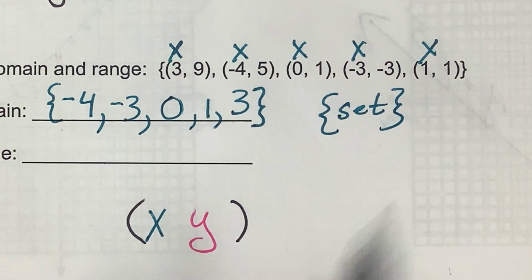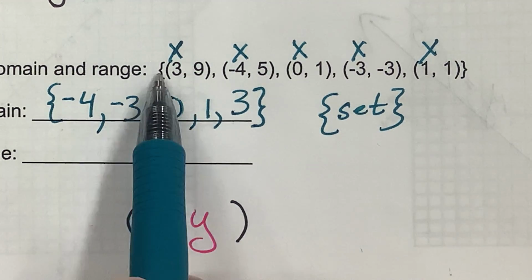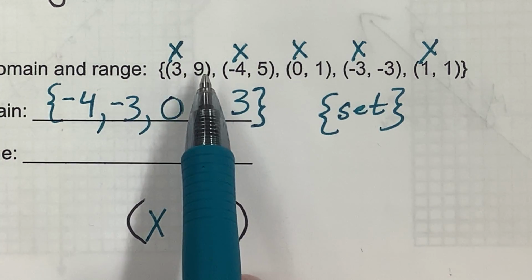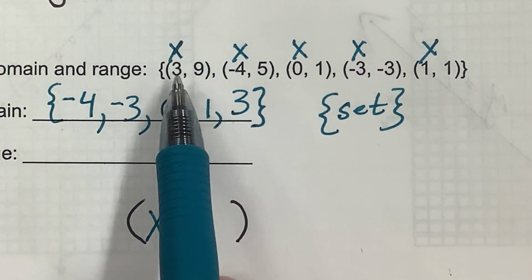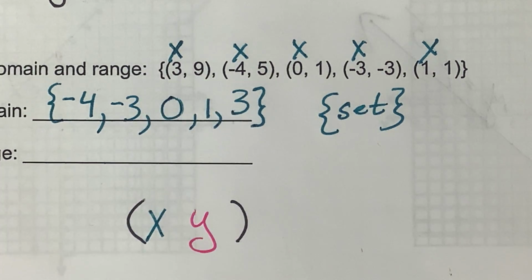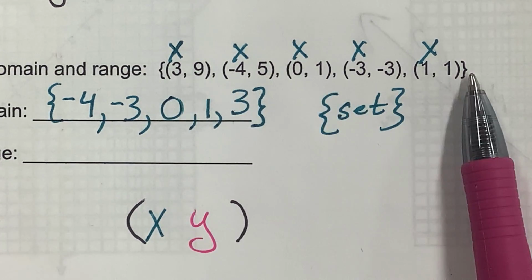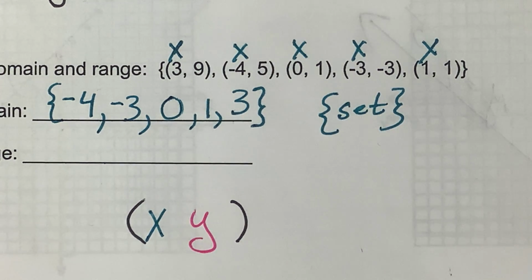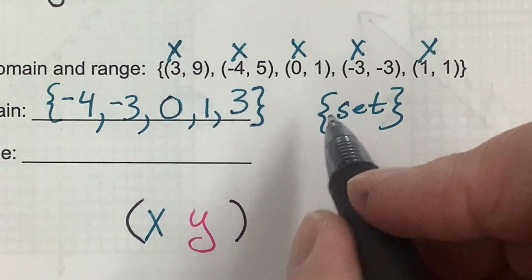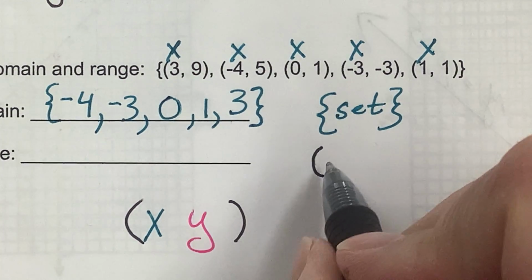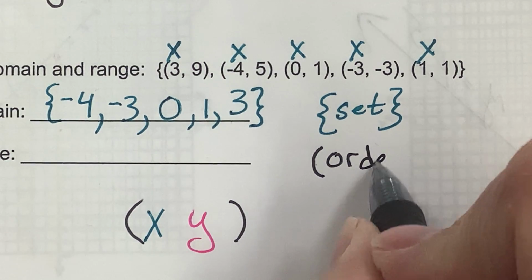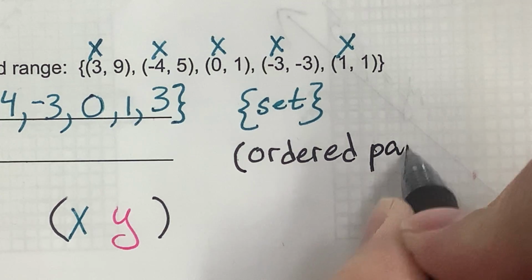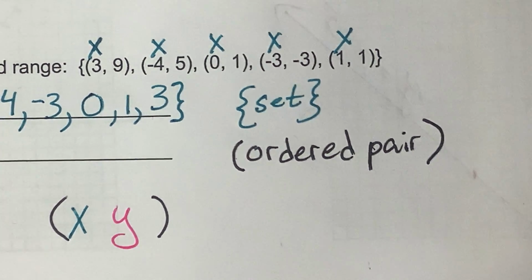So these things, that's a set. And the domain and range are a set. This is a set of ordered pairs. Ordered pairs are two numbers, a pair, that are together, and the order matters. The x and y matters. So this is a set of ordered pairs. And you know it's a set because it has the curly brackets. Now, those parentheses, that's an ordered pair. And that matters a little bit too.